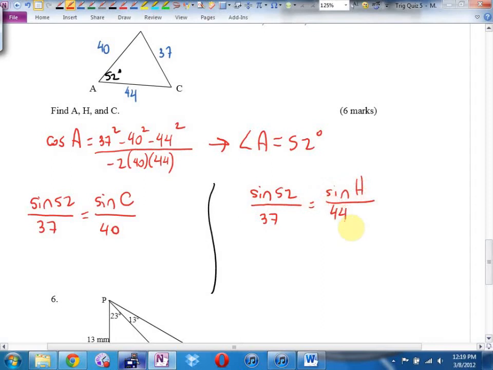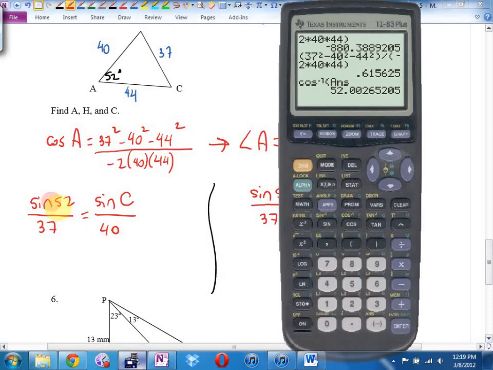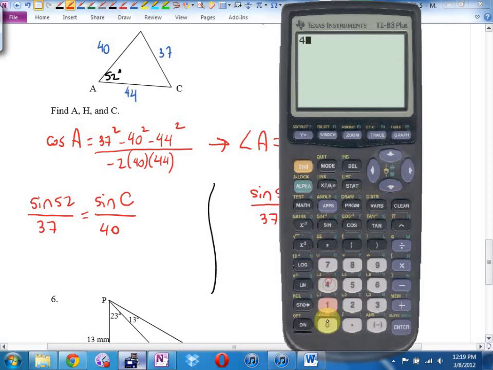Cross multiply for both of them. I'll get 40 times the sine of 52 divided by 37. That's the sine of C. Inverse or second function sine. Angle C is 58.4 degrees.